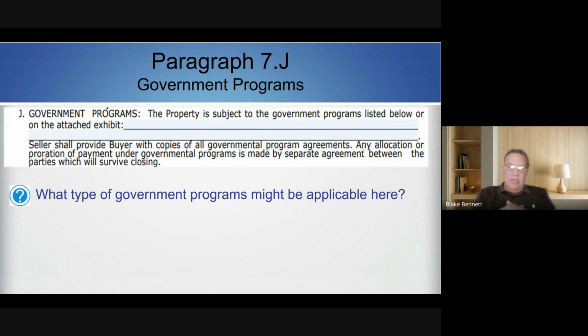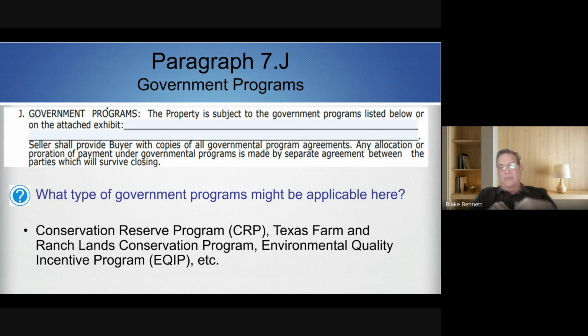Government programs. Agricultural land has government programs that can be associated with them. We're talking about Conservation Reserve Program, where the federal government is leasing out part of the property from us. We're taking it out of production, putting it back into native grassland, and the government's going to pay us a lease on that. And these leases can be, say, 10 years old. We've got farm and ranch lands conservation programs, EQIP, Environmental Quality Incentive Program. We've got all different kinds of government programs that can be tied to a property.